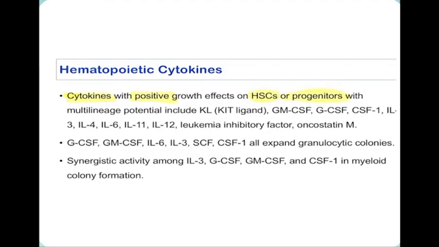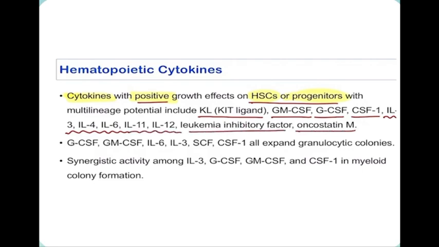So, there are certain cytokines which stimulate the hematopoietic stem cell or progenitor stem cell with multi-lineage potential, meaning they can stimulate any series of cell. So, what are those cytokines? KIT ligand, very very important. GM-CSF, you all know, colony stimulating factor. G-CSF, CSF1, interleukin 3, interleukin 4, interleukin 6, 11, 12, and leukemia inhibitory factor and oncostatin M.